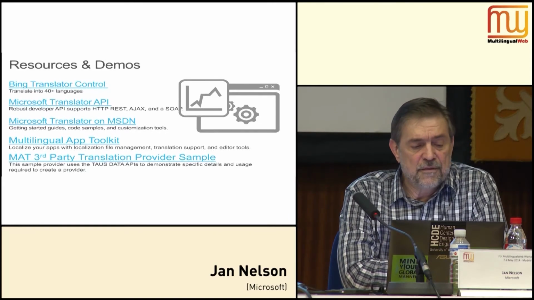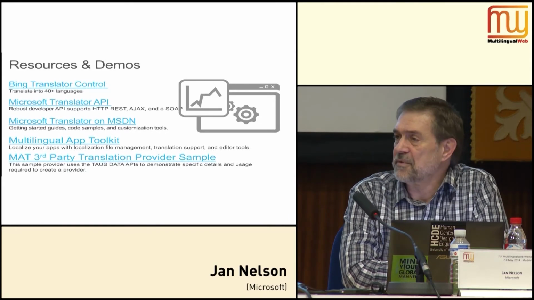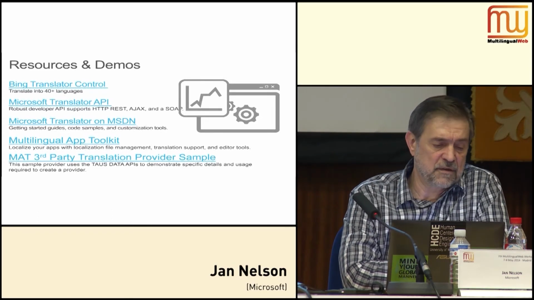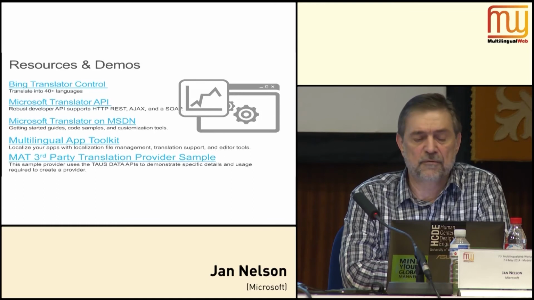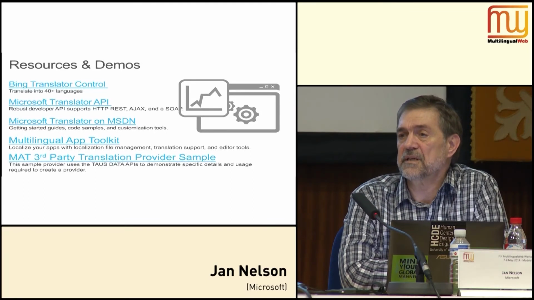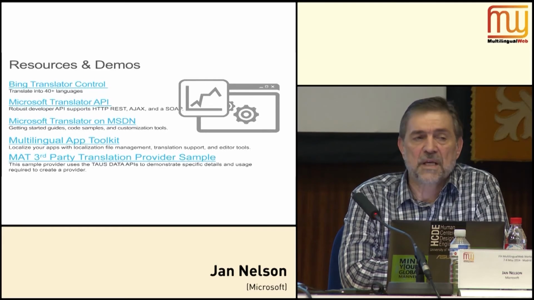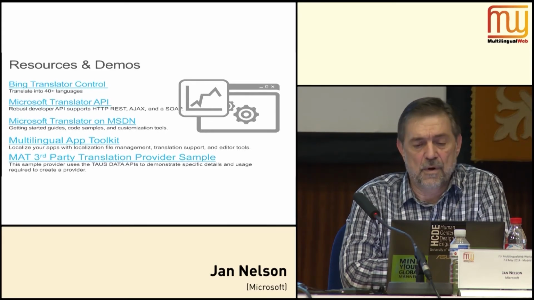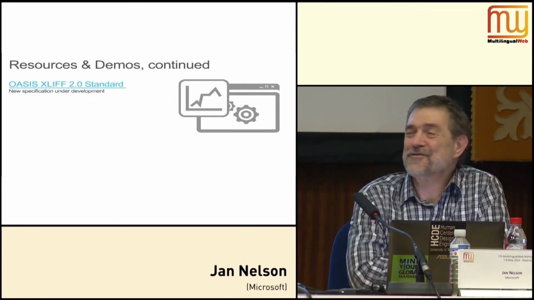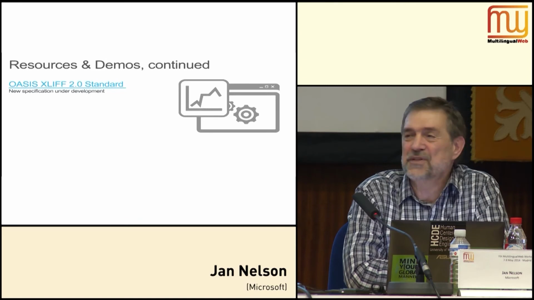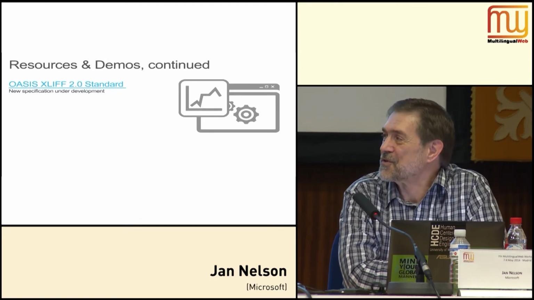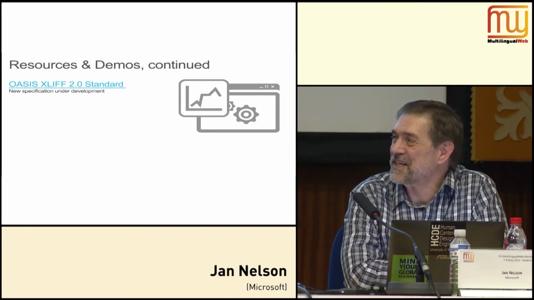And then the third-party translation provider sample, I mentioned that you could learn how to do that if you want to go deep. If you click on that link, you can see a sample provider that we created using the Taos API initially to demonstrate that. And that would be a good place to go deep on it if you really wanted to go there. And then finally, here's the OASIS XLIFF 2.0 standard. That's a new specification that is almost out. I'm looking forward to seeing it finally published.